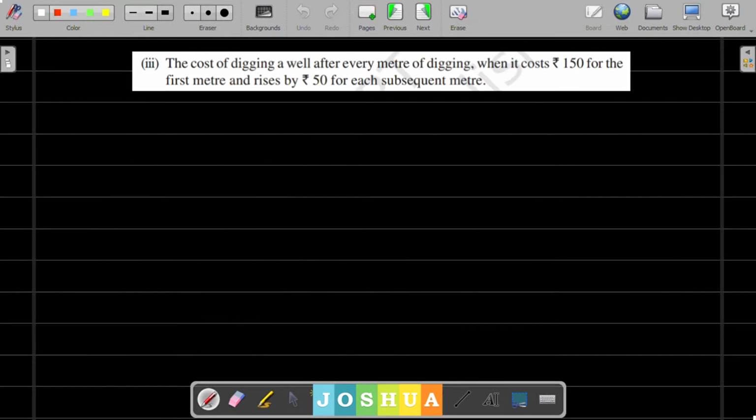Now come to the third one here. The cost of digging a well after every meter of digging, when it costs rupees 150 for the first meter and rises by rupees 50 for each subsequent meter. The first meter I call A1. For the first meter I am spending 150 rupees, and for the second meter I have to pay 150 plus 50, the difference 50 here. So in this case I have to pay 200.